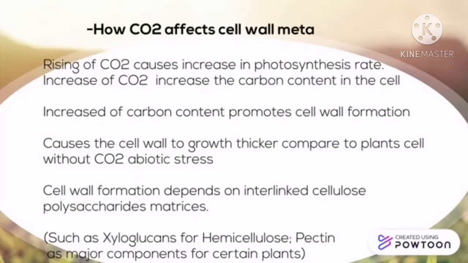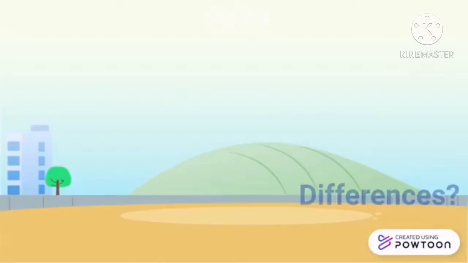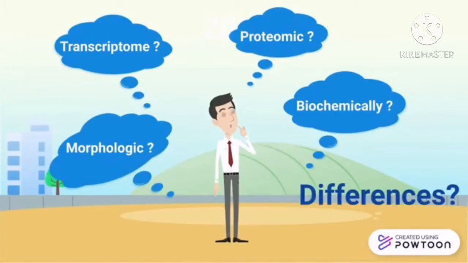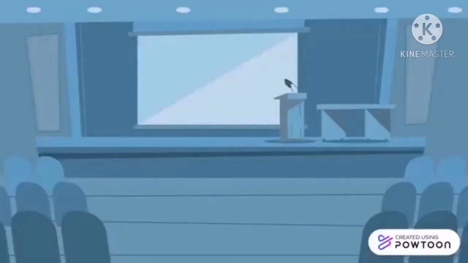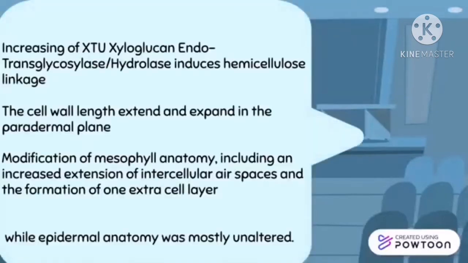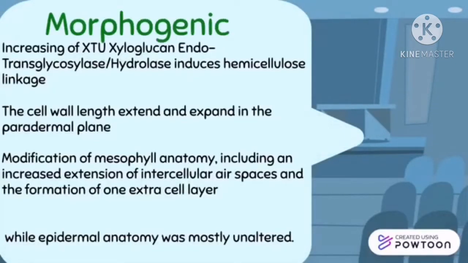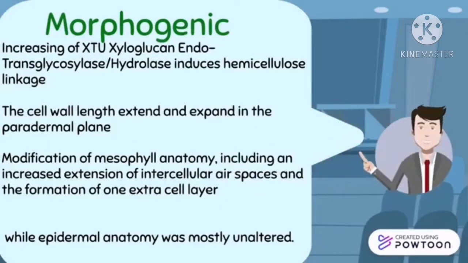The increase in photosynthesis rate and cell wall formation actually depends on the interlinked cellulose polysaccharide matrices such as xyloglucans. The overview of cell wall metabolism actually consists of morphologic, transcriptome, proteomic, and biochemical aspects. First, the morphologic view will cause the cell wall length to extend and expand in the paradermal plane. Besides that, it also modifies mesophyll anatomy. All of these are due to the increase of XTH.